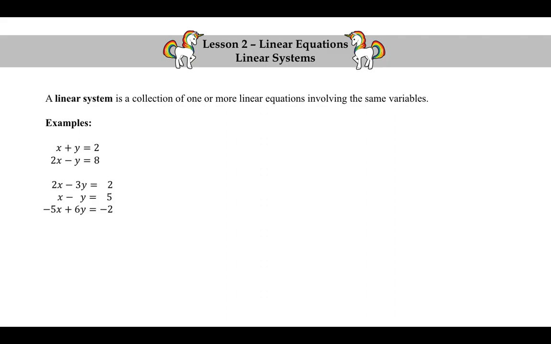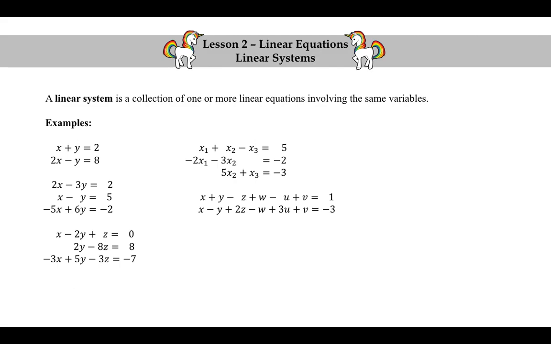Here's an example of a linear system consisting of three equations and two variables, again the two variables being x and y. This one is a linear system of three equations in the three variables x, y, and z. This one is also a linear system of three equations in three variables. This time the variables are x1, x2, and x3.